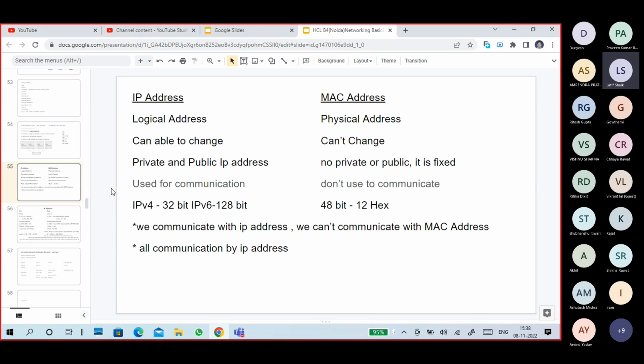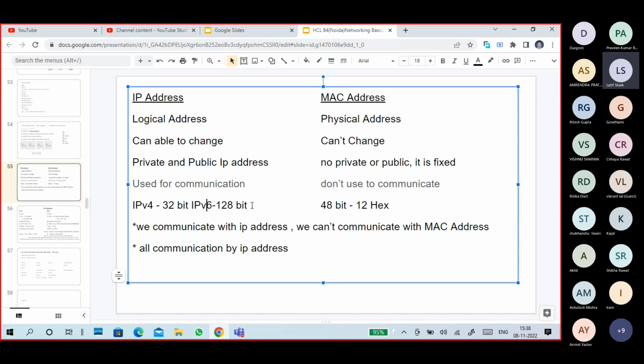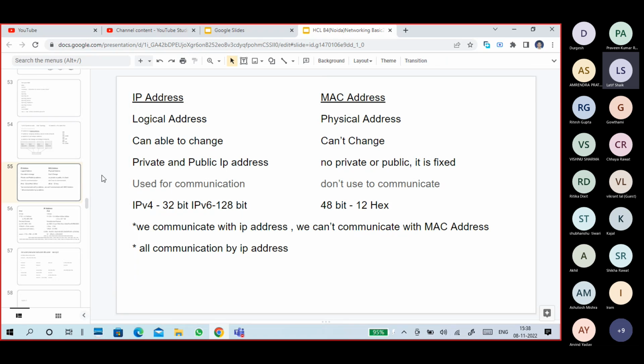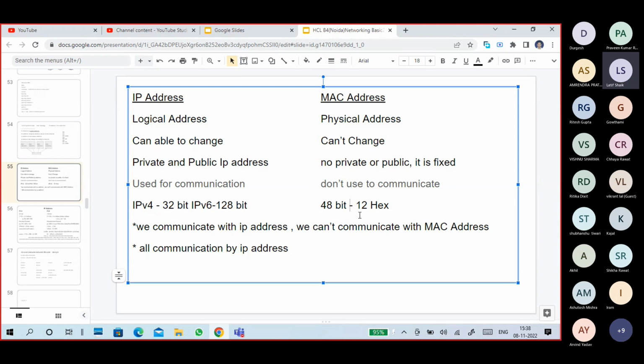Okay, anyway, there is no private or public here. It is a fixed address. In IP addresses, we have two versions available: one is IPv4, another is IPv6. IPv4 is 32-bit. IPv6 is 128-bit. A MAC address is 48-bit, and it is represented in 12 hexadecimal digits.